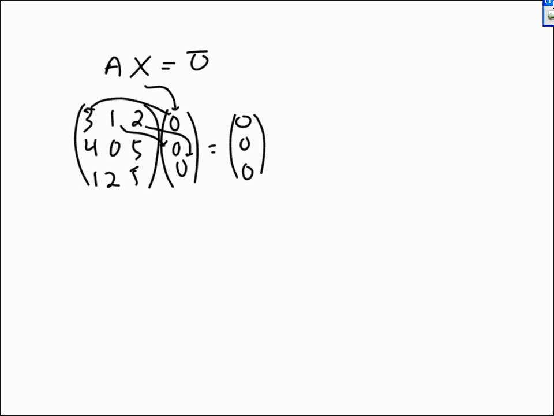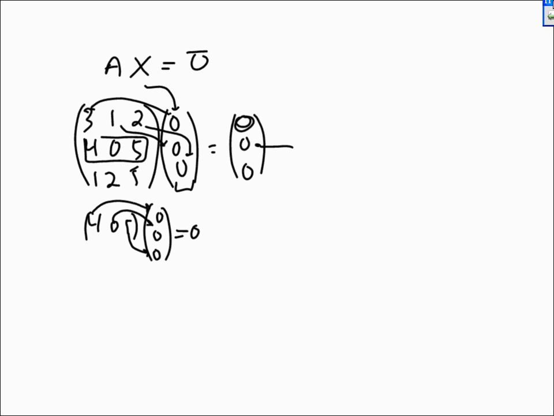That is, row 1 dotted with that column is 0. And then if you dot row 2, 4, 0, 5 with 0, 0, 0, you're going to get 0. 4 times 0 is 0, 0 times 0 is 0, 5 times 0 is 0. Same thing with 1, 2, 5. You dot it with the 0 vector, you're going to get 0. So 0 is a trivial solution.